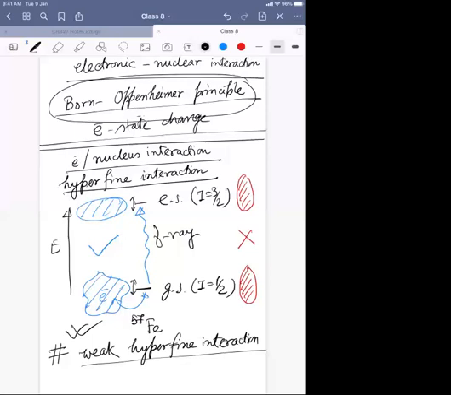Similarly, my nuclear state can also get affected by the magnetic field and the electric field. The electric field is coming because of the charge of the electron, and the magnetic field is coming because of the spin of the electron. Does it make sense now?